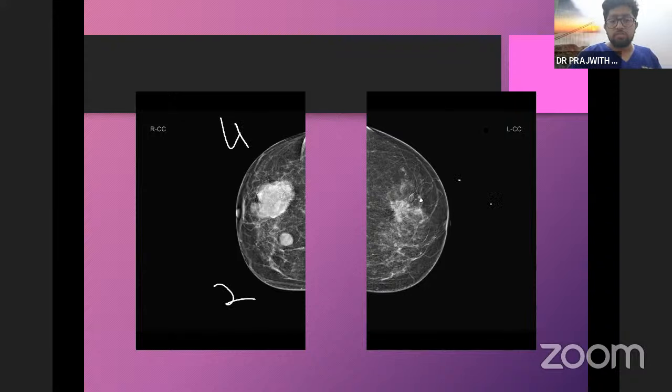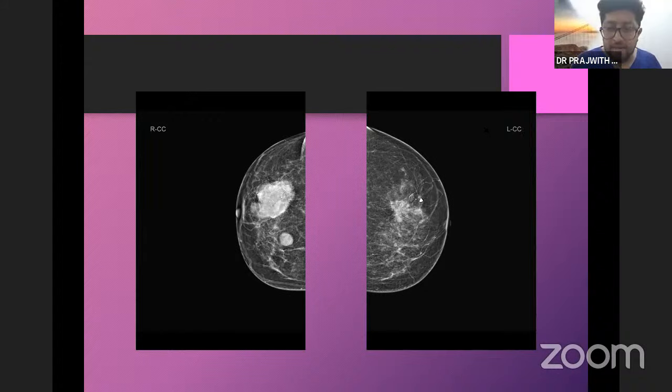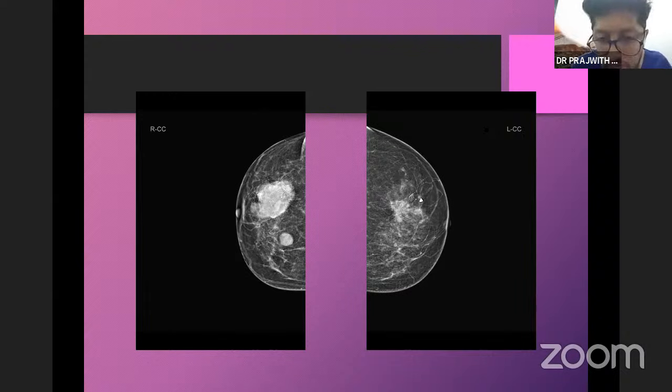What about in this image? Can you see anything? In the left craniocaudal view, we can see irregular margin with spiculations. Okay. We can see some asymmetry here. Is it a focal or global asymmetry? Focal asymmetry, sir. Good. It's a focal asymmetry you are seeing.